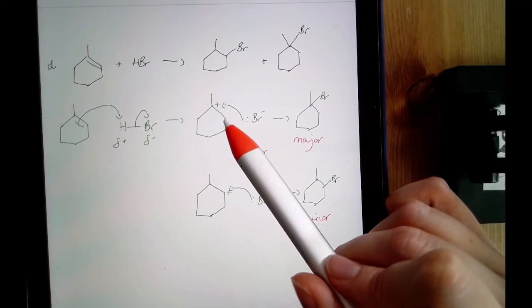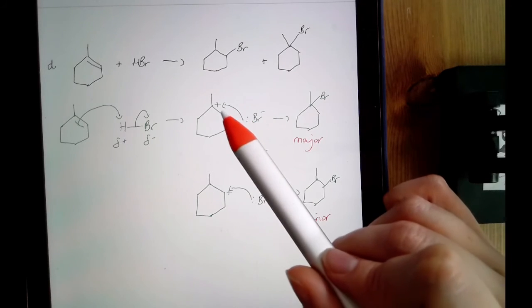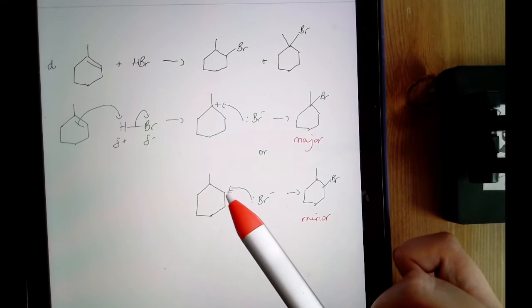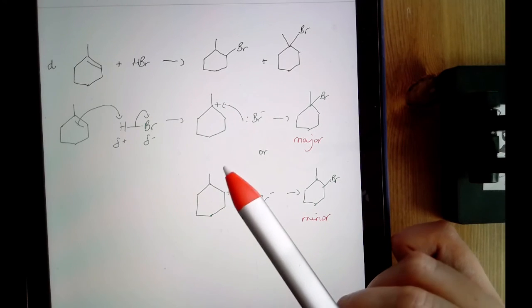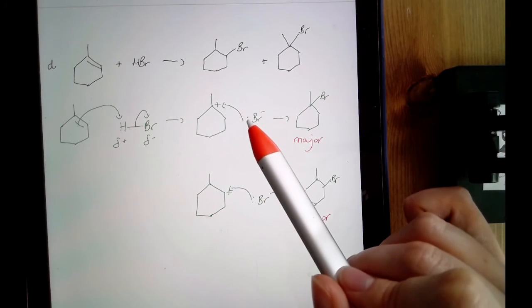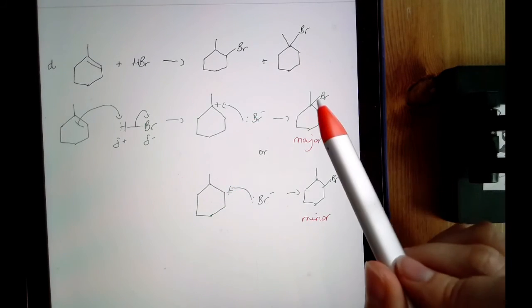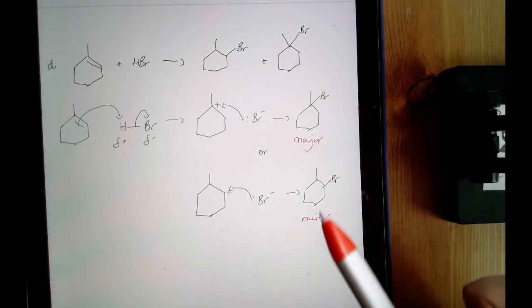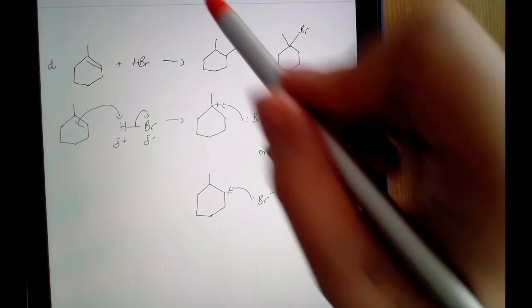I can either add the hydrogen to this carbon here, which puts a positive charge here, or I can add the hydrogen up on top, which puts the positive charge here. So you can add in those hydrogens if it makes it easier for you to see what you're doing. The bromine will attack to form this product, and the bromine will attack to form this product. And I've labeled this one as major and this one as minor. If we have a look here, we should be able to see why.